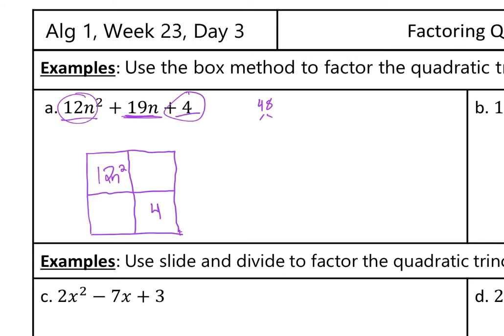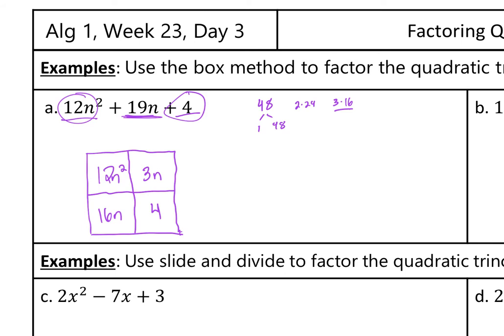So 1 and 48, 2 and 24, 3 times 16. Oh, that's it. 3 plus 16 is 19. So 3n in and 16n in. It does not matter which of those you put in which place. Our work will look slightly different, but we should still end up with the same answer.